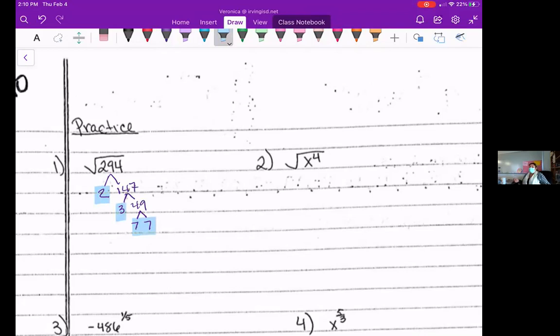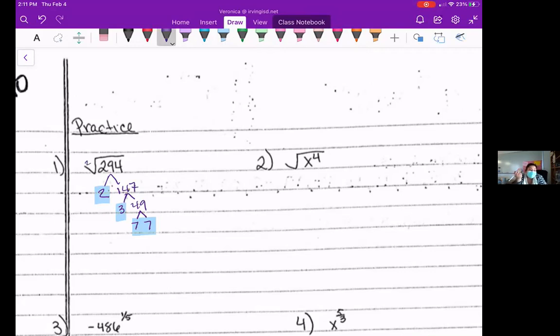Now look at the root symbol. My root is square root. So what does that mean? I want groups of how many? I'll wait. Answer in the chat. So square root means I want groups of how many? There you go. Thanks. Okay, better. So I want groups of 2.